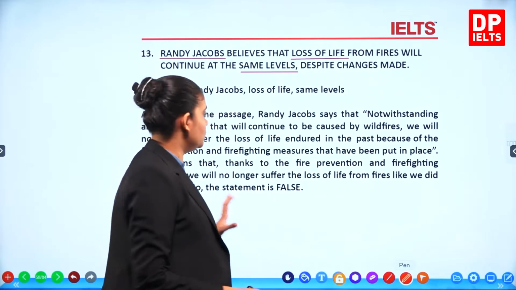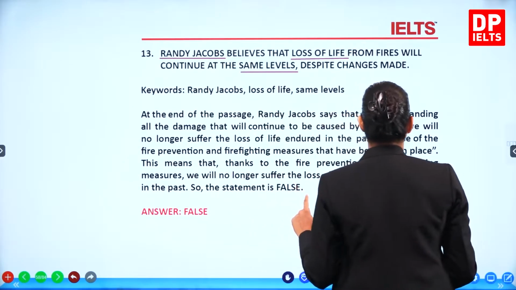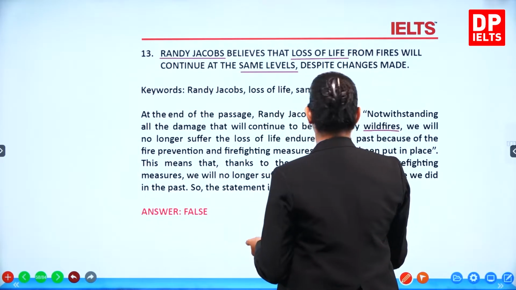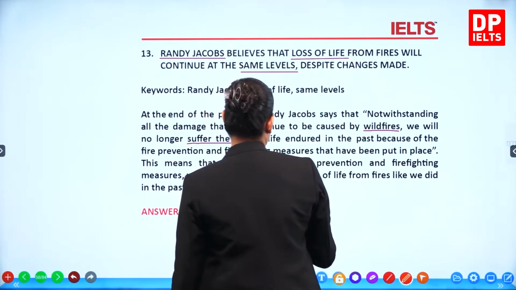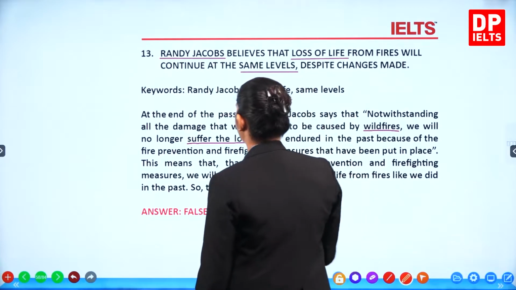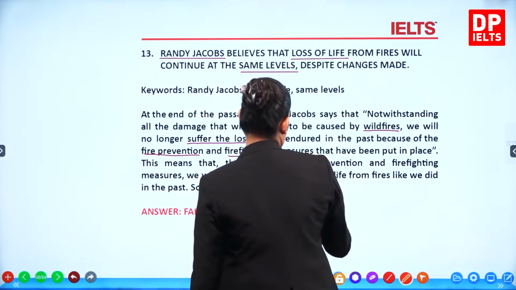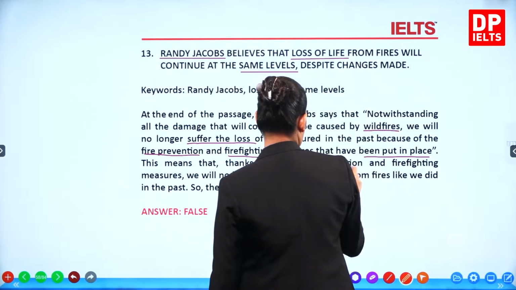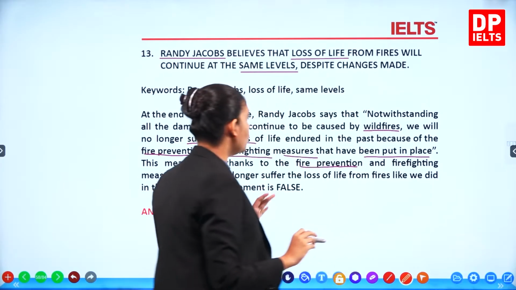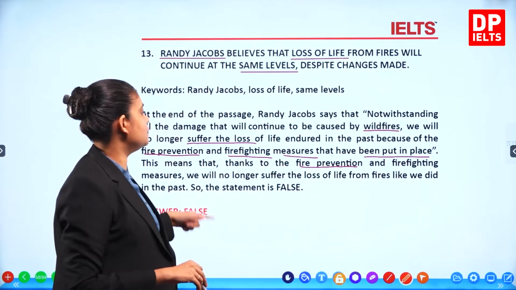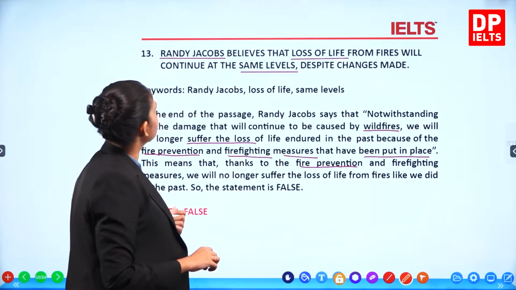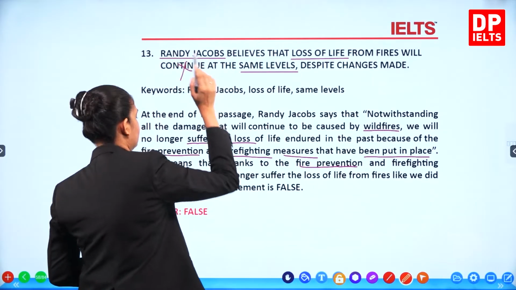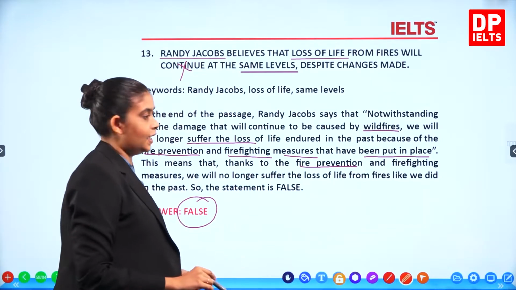At the end of the passage, you will see that Randy Jacobs says, notwithstanding all the damage that will continue to be caused by wildfires, we will no longer suffer the loss of life endured in the past because of the fire prevention and firefighting measures that have been put in place. This means that thanks to these measures, we will no longer suffer the loss of life from fires like we did in the past. So it will not continue at the same level, so it's false, right? That is false.